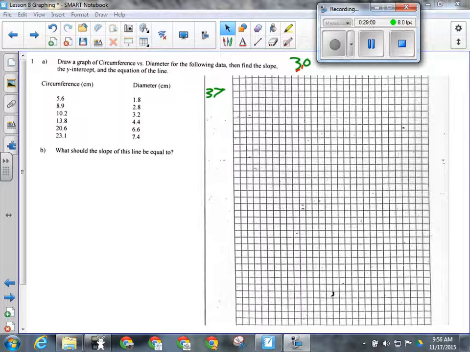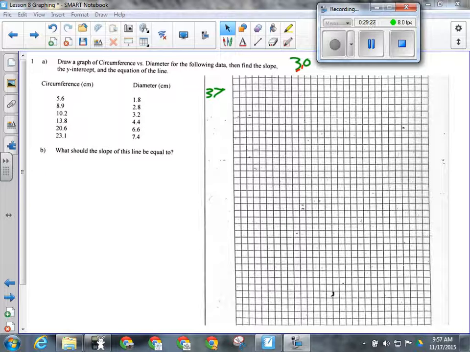So I'm going to make diameter my manipulated variable because it kind of makes more sense that if I increase the diameter, the circumference would also get bigger. Agreed? Okay, so I'm going to make diameter my manipulated variable. It's going to go on which axis? It's going to go on the x-axis. Okay, there's 30 lines on the x-axis. Your graph might have a little bit more, but we'll just say it's the same size as mine here. Okay, there's 30 lines on the x-axis, and there's 37 on the y-axis.